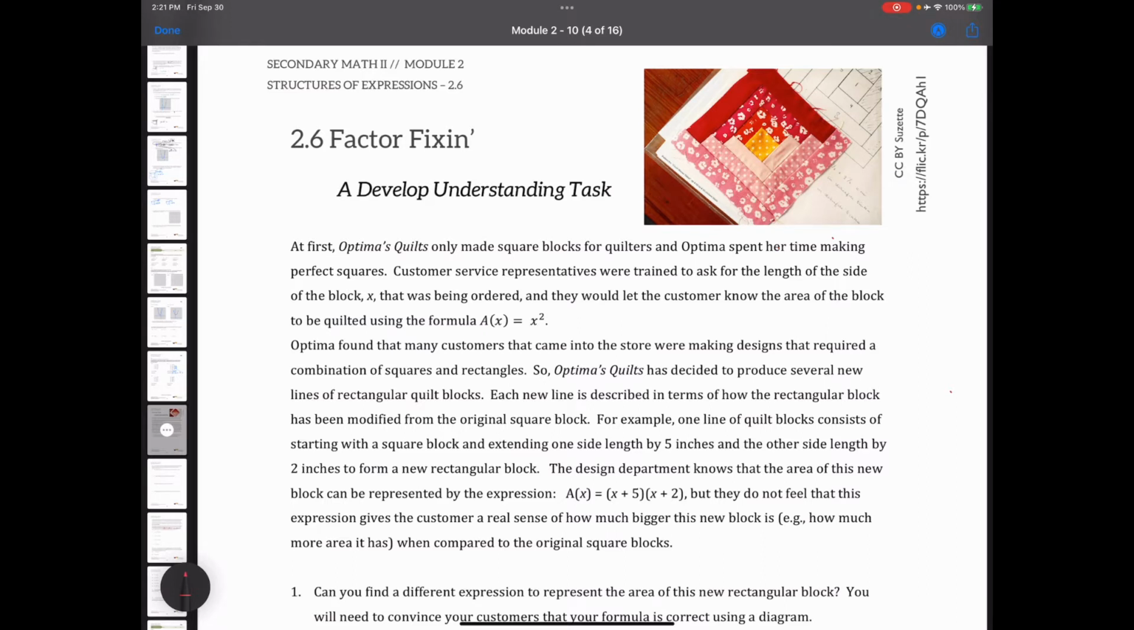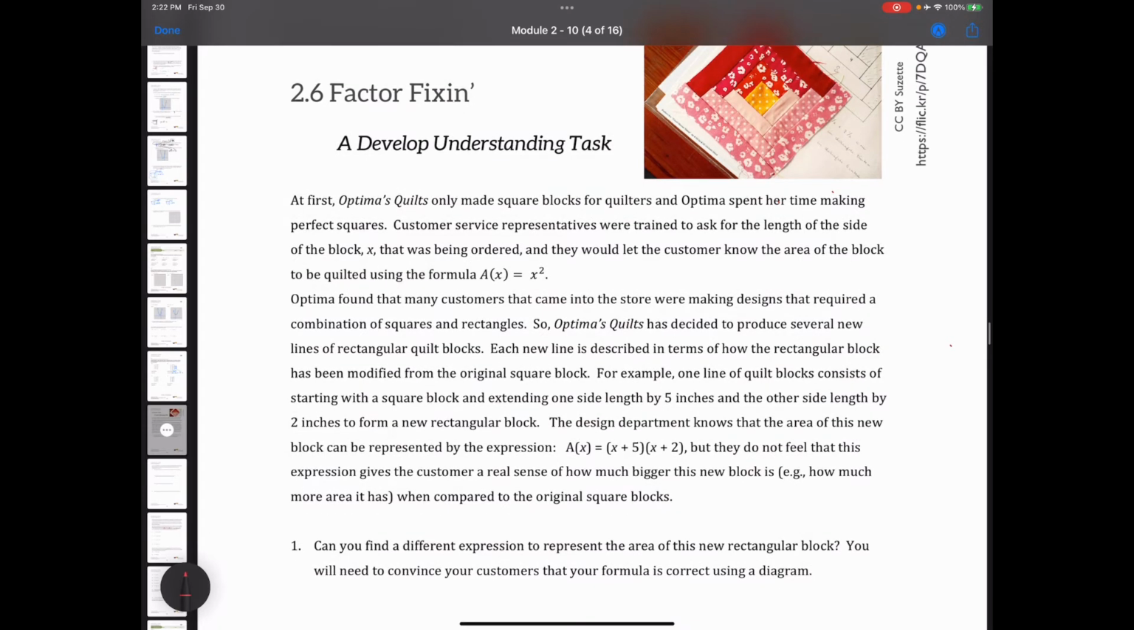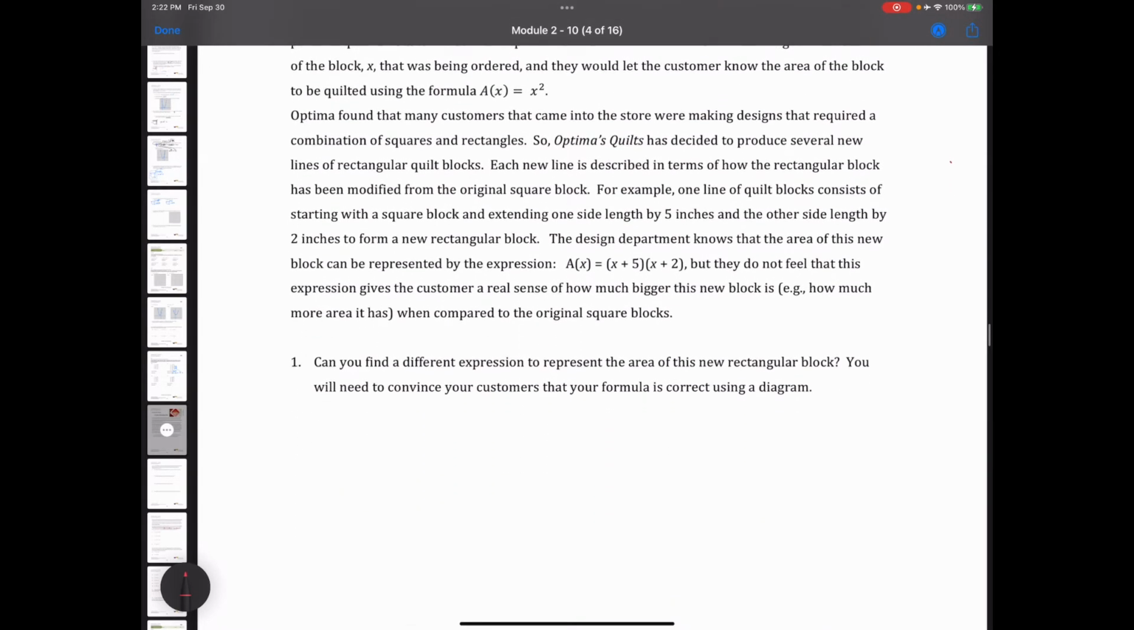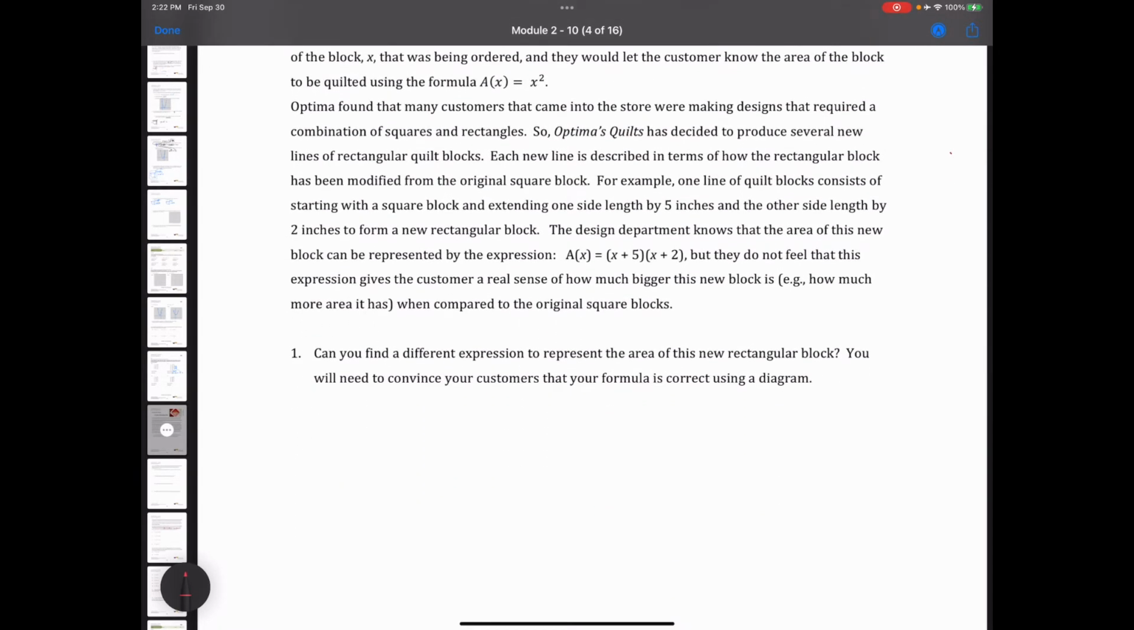Customer service representatives were trained to ask for the length of the side block, X, that was being ordered, and they would let the customer know that the area of the block would be quilted using the formula A of X equals X squared. Optima found that many customers that came into the store were making designs that required a combination of squares and rectangles. So Optima's Quilts has decided to produce several new lines of rectangular quilt blocks.